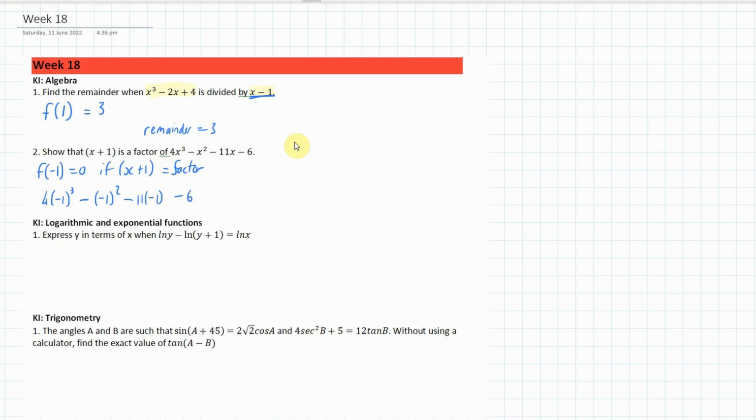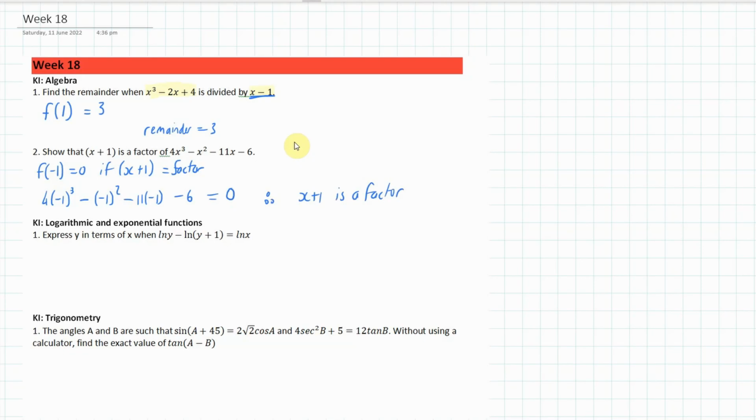Now, what does this give us? So we get negative 4 minus 1, negative 5, plus 11, which is positive 6. Take away 6 is 0, and therefore x plus 1 is a factor. Oh, this is nice and easy so far.